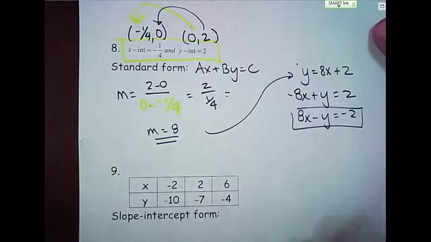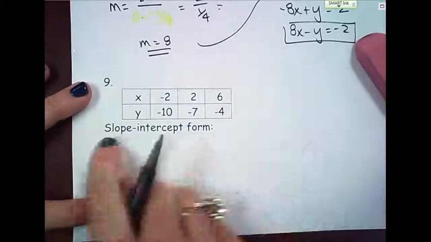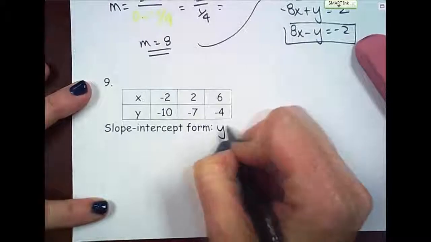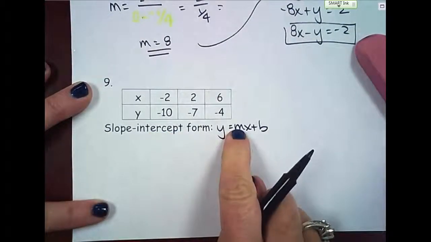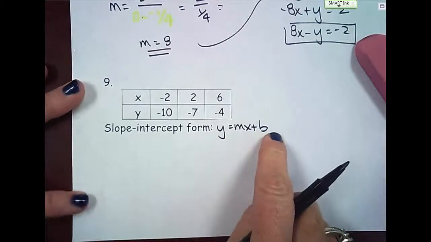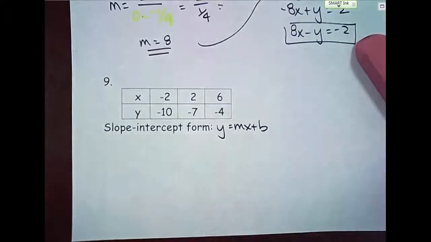Number 9. It's asking for slope-intercept form. That's y equals mx plus b. Remember, it's called that because I can find the slope, and b is the y-intercept. Okay, it gave us a table. We got a table yesterday. Can we find the slope from the table? Yes, slope is change in y over change in x.